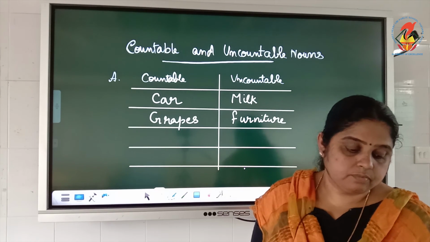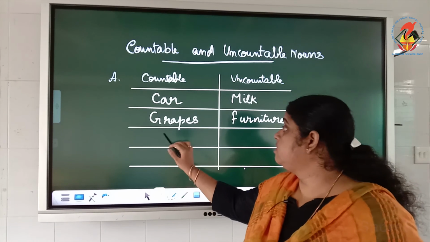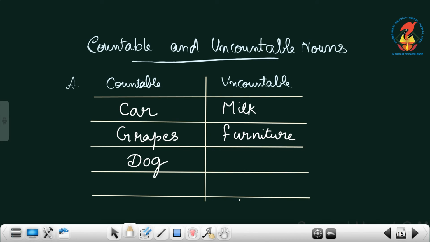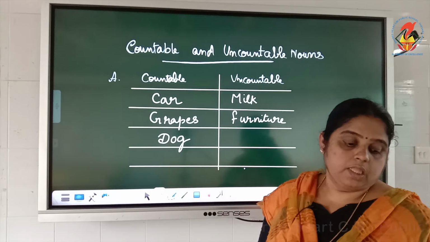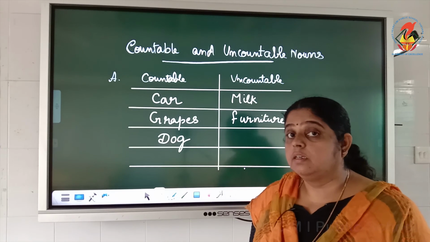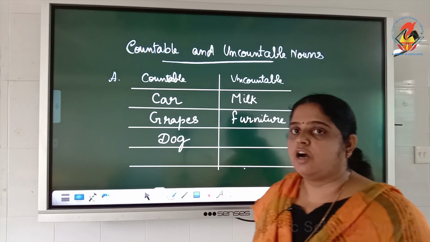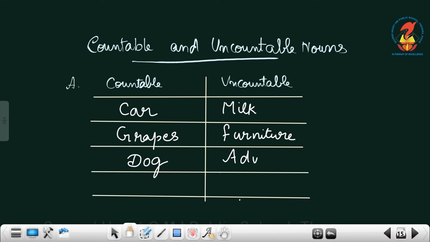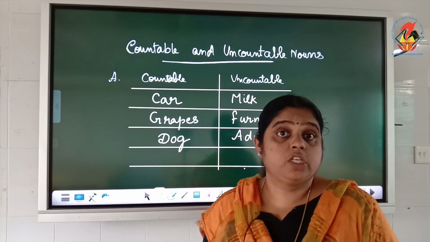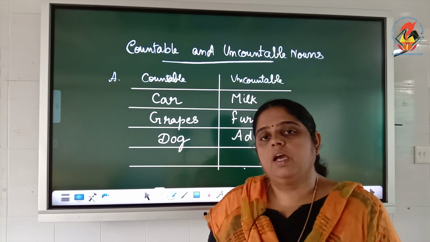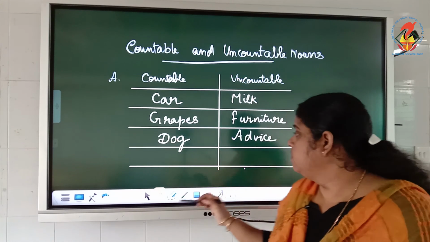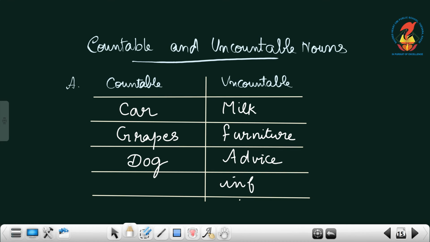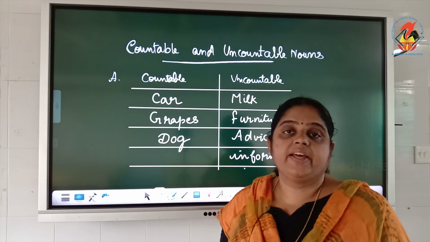Then, dog. Yes, dog is a countable noun. We can count how many dogs are there. Then, what about advice? Can you count? No, you cannot count advice. Advice is an uncountable noun. Information. What about information? Yeah, it's something which we cannot count. So, we can write information is uncountable. And the last one is love.